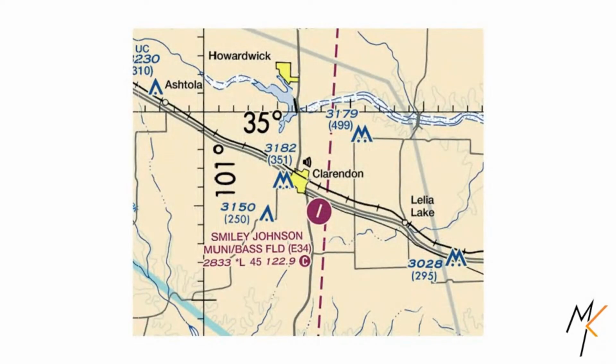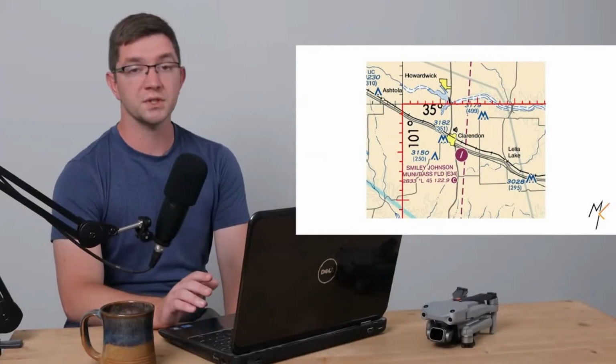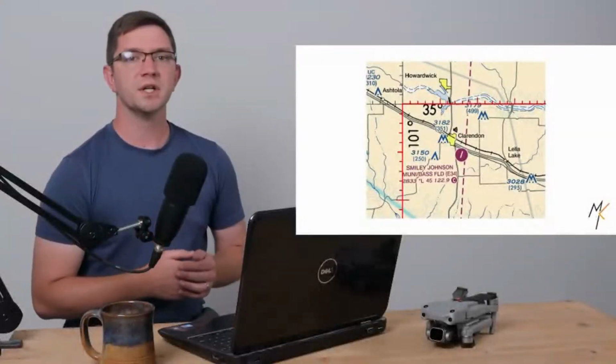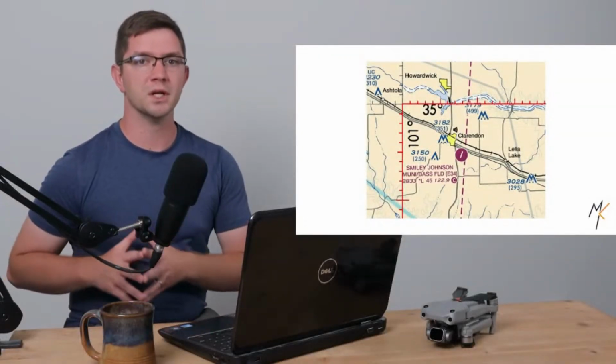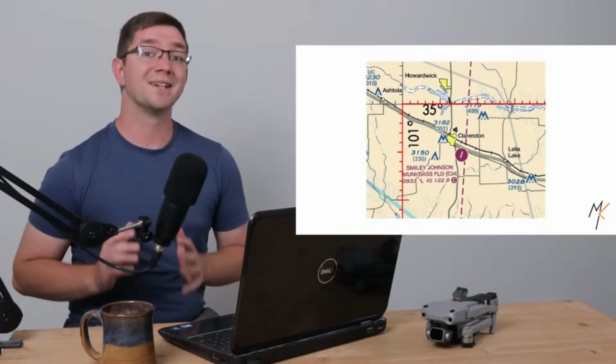If we look closely on this sectional chart, you're going to see lines of 35 degrees latitude and 101 degrees longitude. Now, I've gone ahead and outlined those lines in red for you to get a better visual. Notice that both lines have tick marks on them. We use those tick marks for measuring purposes to subdivide degrees into smaller increments called minutes, which are actually going to be used to measure distance, not time.